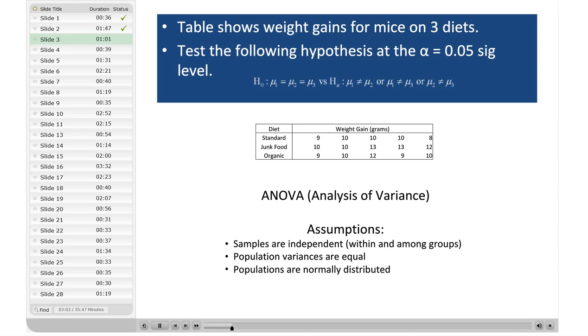You might notice that these are the exact same assumptions that were in place with the independent 2-sample t-test. And the reason for that is that the Anova is basically just a generalization of the 2-sample t-test to multiple samples. You can almost think of an Anova as just a multiple sample t-test for independent samples.